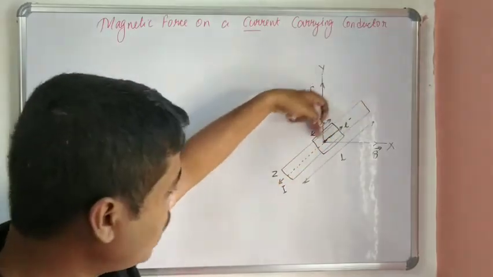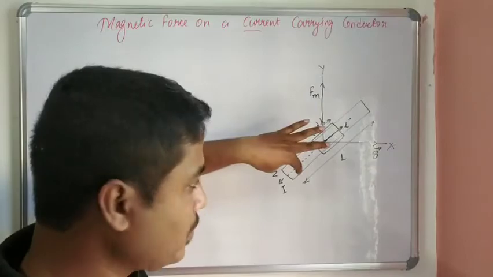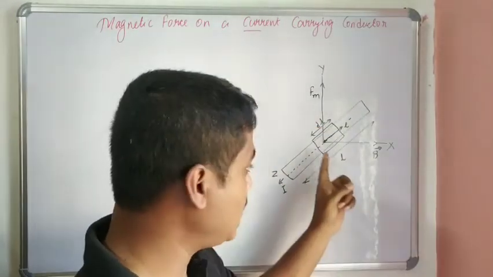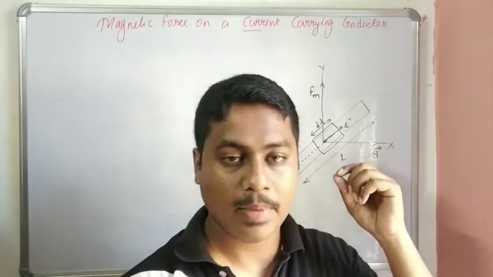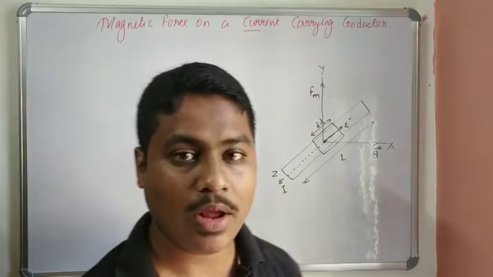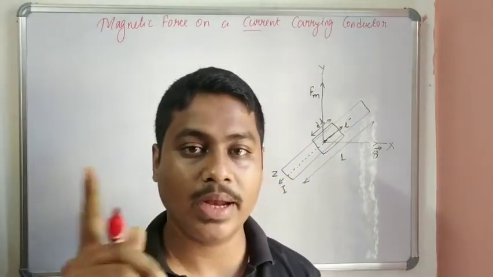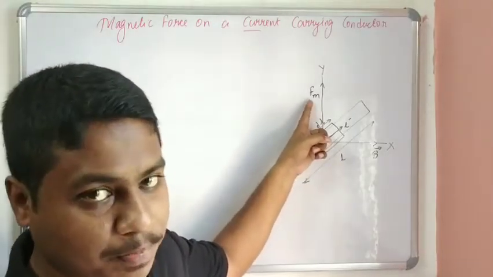This is a wire, which I have already considered as a cross section of the wire. So this is a wire which is carrying a current and it is placed in a magnetic field. The direction of the magnetic field is along x direction. So if you place the conductor in a magnetic field, it will always experience a force, and according to Fleming's left hand rule, it should be perpendicular to the magnetic field. So the direction of the magnetic force will be towards y direction.